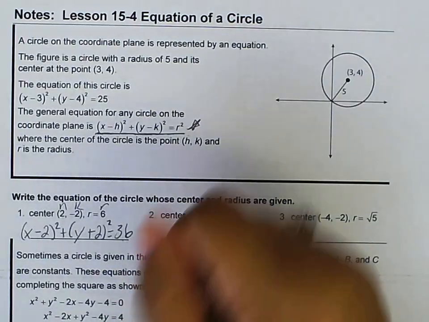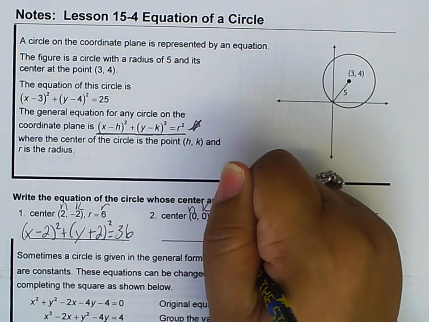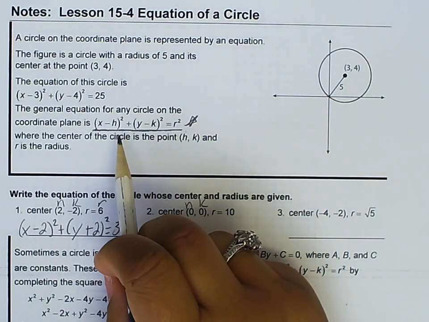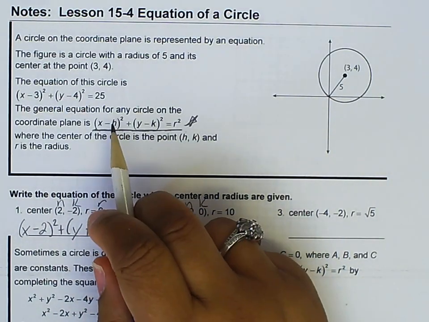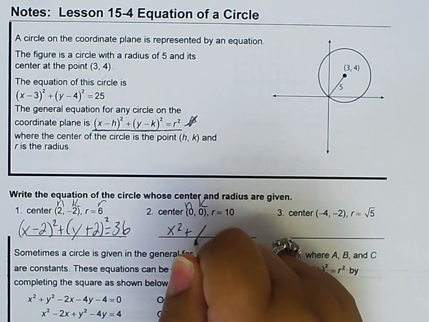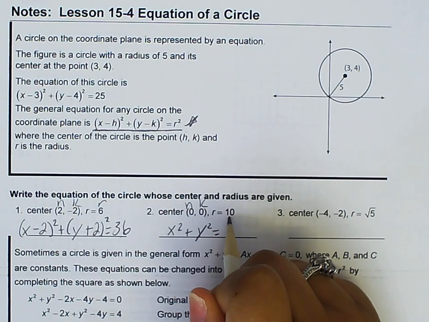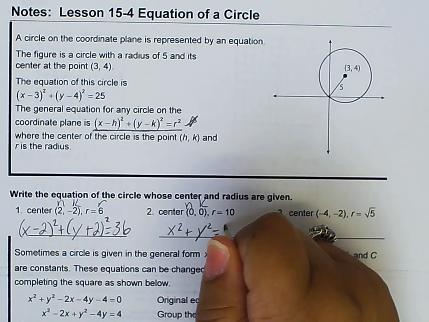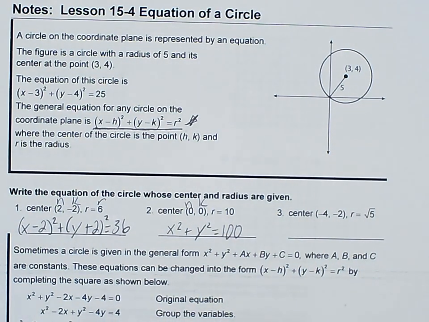Then I do the same thing here, label h, k, and then there's my r. I don't need to put r again, it's right there. So again, I don't need parentheses on these ones because these are zeros, so I can just put x squared plus y squared equals. You want to square this, so do not put 10, it needs to be 10 times 10, which is 100.